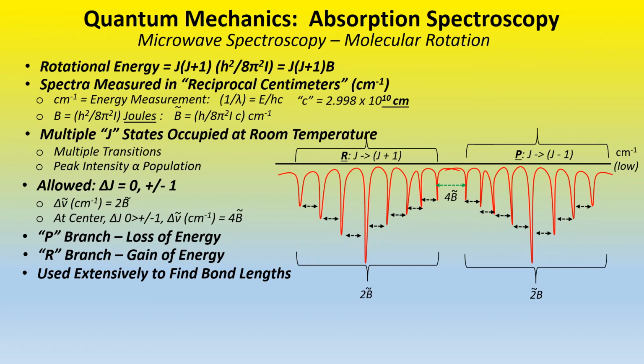Once again, your moment of inertia, I, is equal to mu r squared, or in other words, it's proportional to the radius squared. The moment of inertia, as you know, for a linear diatomic molecule, AB, is the mass of A times the mass of B over the mass of A plus the mass of B, and this would be multiplied by r squared.